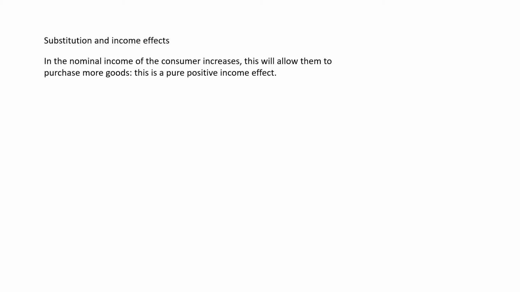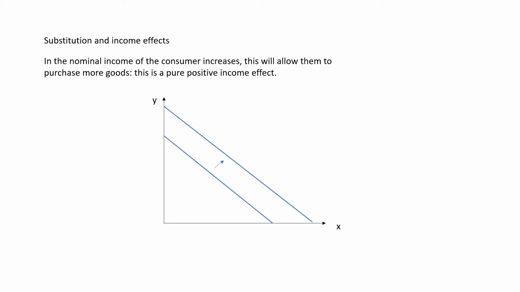Needless to say, in case of a reduction in the nominal income, we are going to get a reduction in the purchasing power. That is a pure negative income effect. So we start with a given nominal income, and that, together with the price ratio of the two goods, is going to define a budget constraint line. An increase in the nominal income is going to push the budget constraint line outwards.